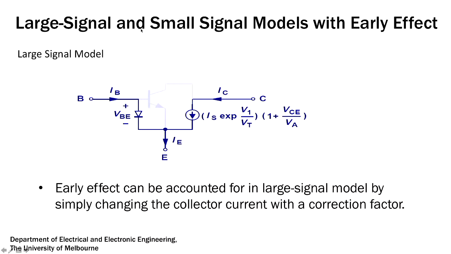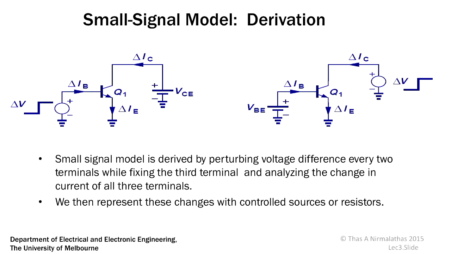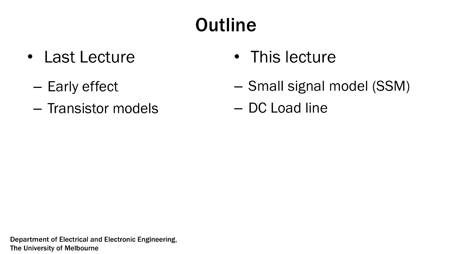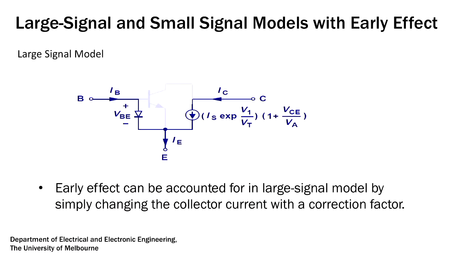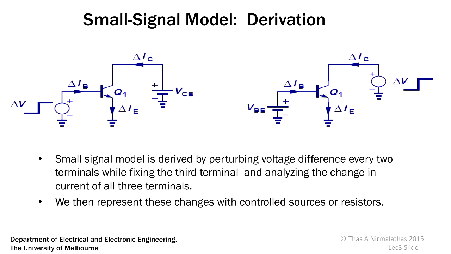But when it comes to the small signal model, I will show you a small signal model later. In the small signal model, you are not only adding this term, but you are also putting a resistance in parallel with the current source, if you recall, with early effect. Small signal model, again I discussed this in the last lecture. So this is a simple explanation.